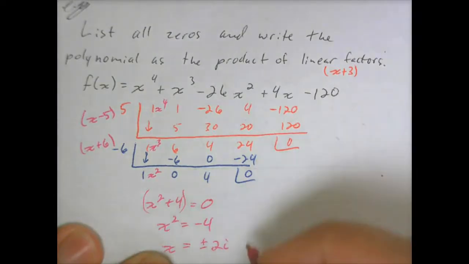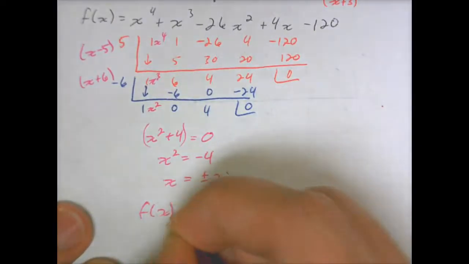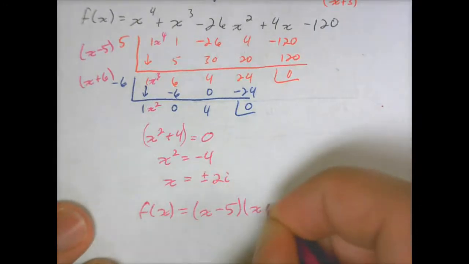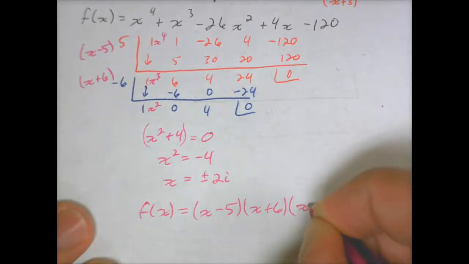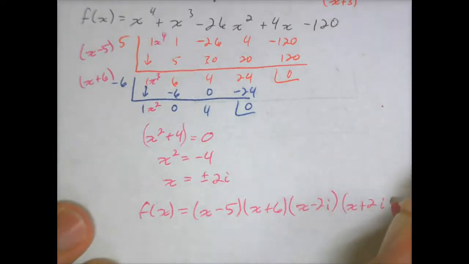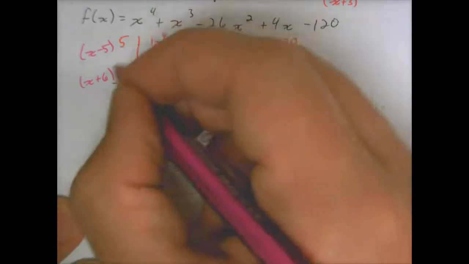So then for your linear factors: x minus 5, x plus 6, x minus 2i, and x plus 2i. There we will go. You have your zeros here. You have your zeros here.